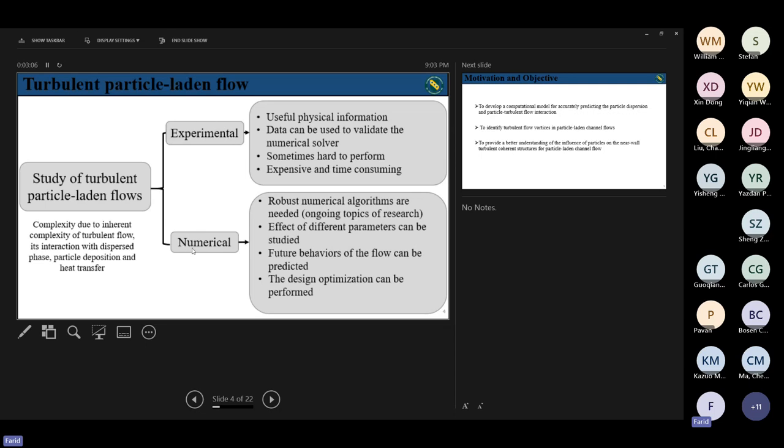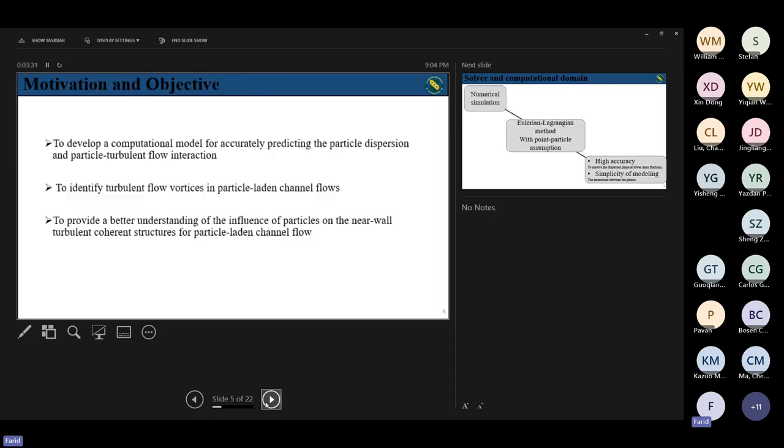On the other hand, we have numerical study. First, for this branch of study, we need a robust numerical algorithm. Then based on this approach, we can go through studying the effect of different parameters, and we can predict the future behavior of the flow, and we can go through design optimization for different applications.